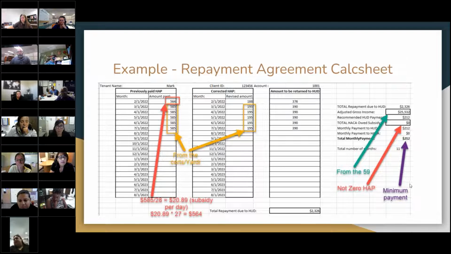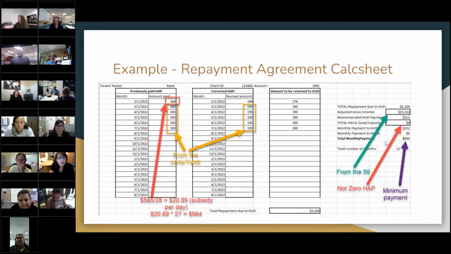On this right side, it highlights which fields you need to fill out, and so those are the adjusted gross income. You can get that from the 5.9. It's also in a couple places in Yardi. On page 2 of the 5.9, the big page with all the info, it's at the very bottom in the middle. The total HACA owed subsidy is $0. None of these certs were 0 HAP.